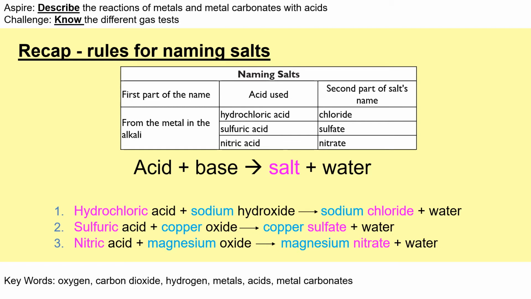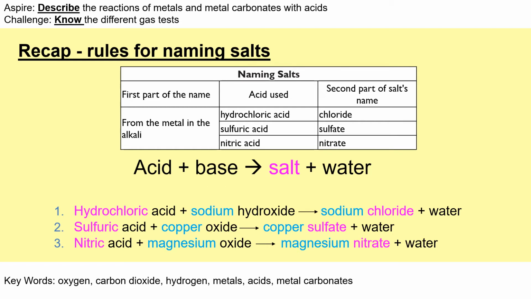So if we look at the examples below, when we add an acid and a base together, it always gives us salt and water. So if we have hydrochloric acid, that is also going to make us a chloride salt. And the first part of the salt word comes from the first word of the alkali, which is sodium. So using sodium hydroxide in this case, it's going to produce sodium chloride and water.